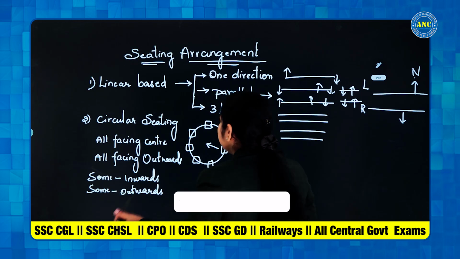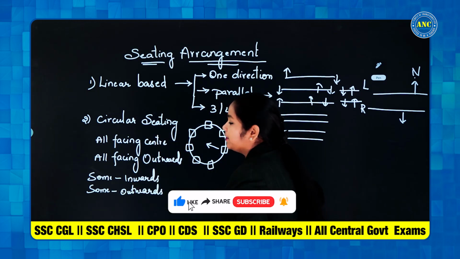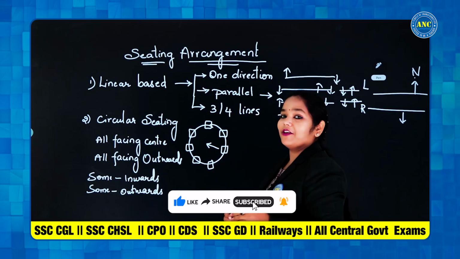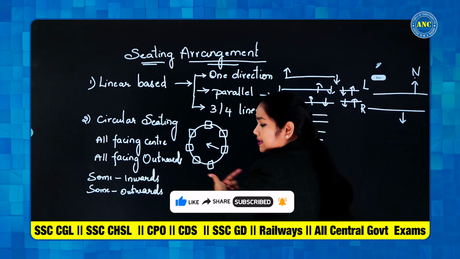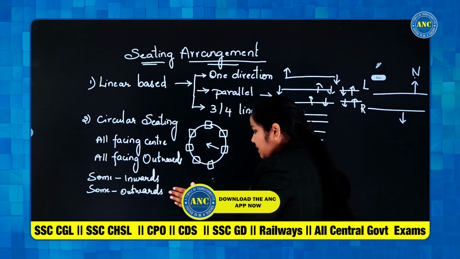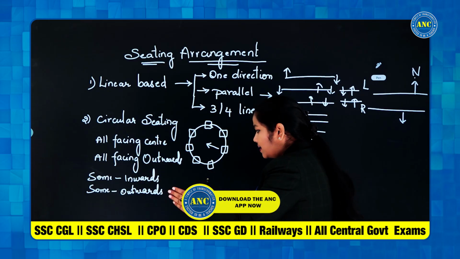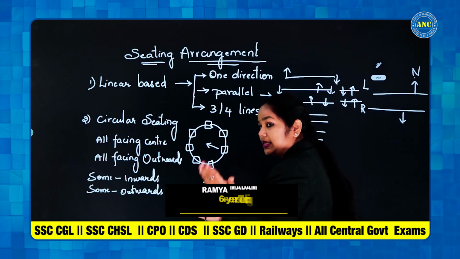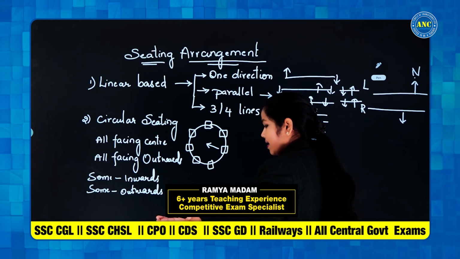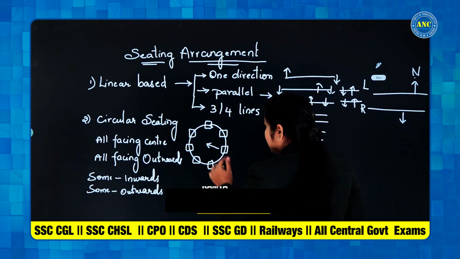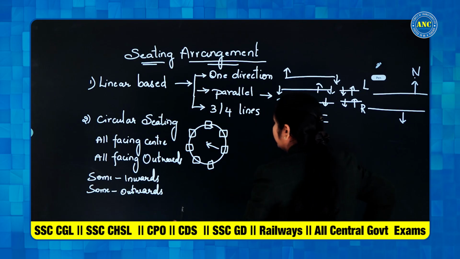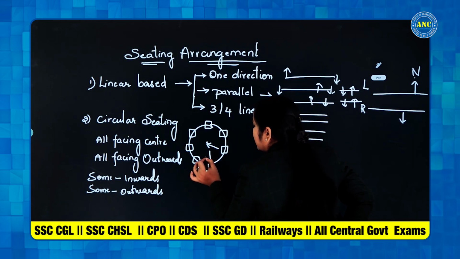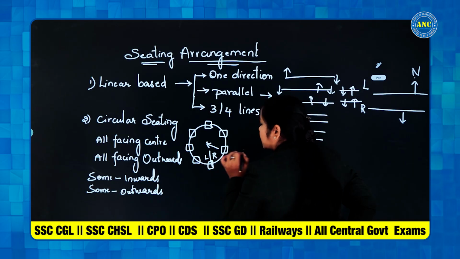Second thing, in circular seating arrangement, when I told you people are facing towards the center. See, this is a circle. People are facing towards the center. When people are facing towards the center, which will be their left? This will be their left, this will be their right. So, people facing towards the center, this will be their left, this will be their right.